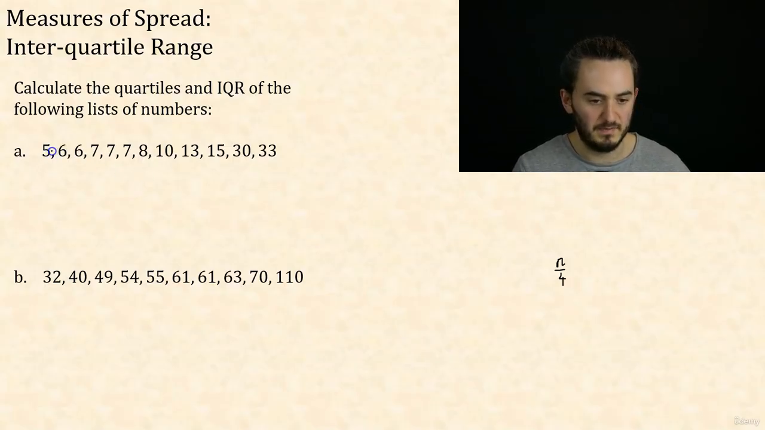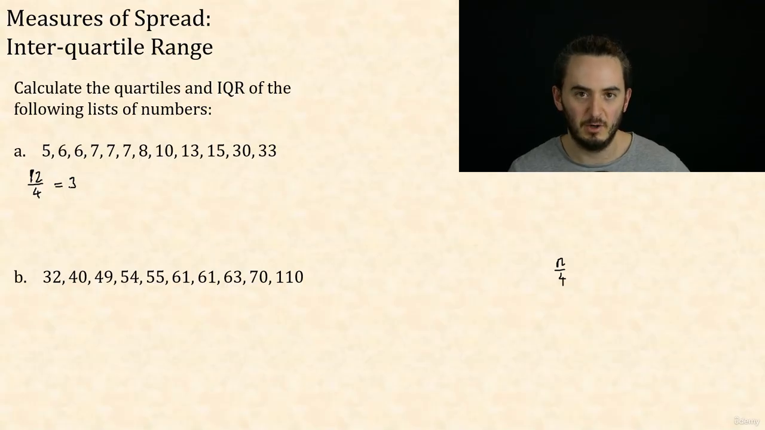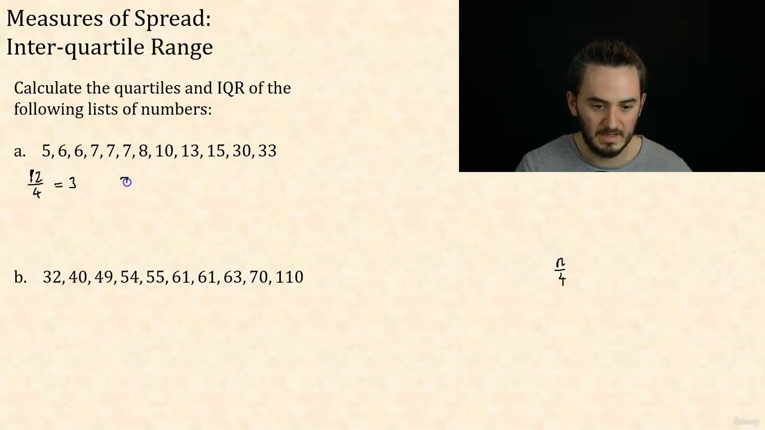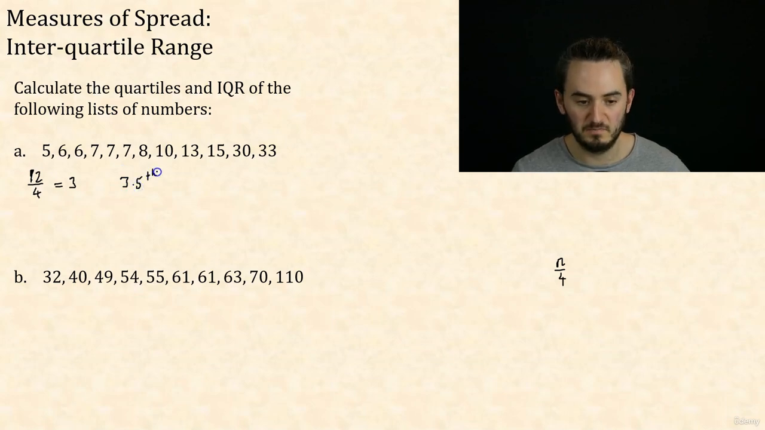So how many terms are there here? 1, 2, 3, 4, 5, 6, 7, 8, 9, 10, 11, 12. So I first do 12 divided by 4, and that's 3. Okay, so that is a whole number. So since it's a whole number, I'm going to add a half to this. And I'm going to look for the 3.5 position, so halfway between 3 and 4.